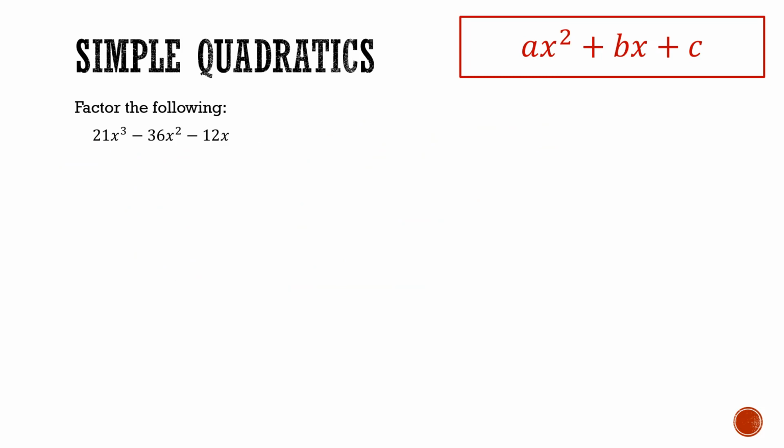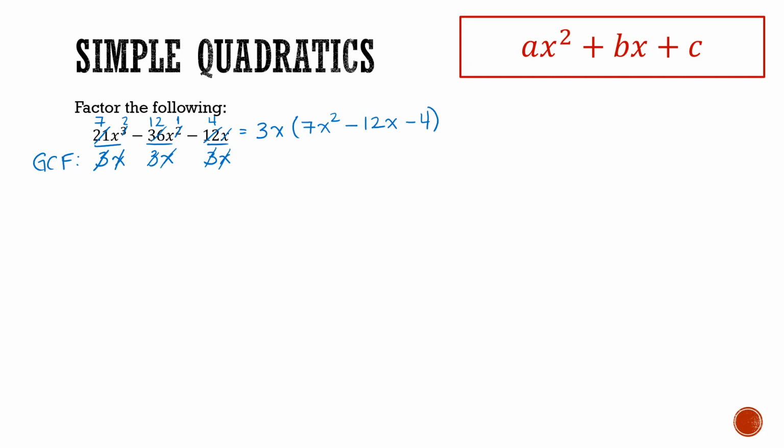Here I have 21x cubed minus 36x squared minus 12x. First, I'm going to look for common factors, and I can see that each term is divisible by 3 and by x. So factoring out 3x, I'm going to get 3x times 21 divided by 3 leaves me 7, and x cubed divided by x leaves me x squared, minus 36 divided by 3 leaves me with 12, and x squared divided by x leaves me x, minus 12 divided by 3 leaves me 4, and the x's cancel each other out.